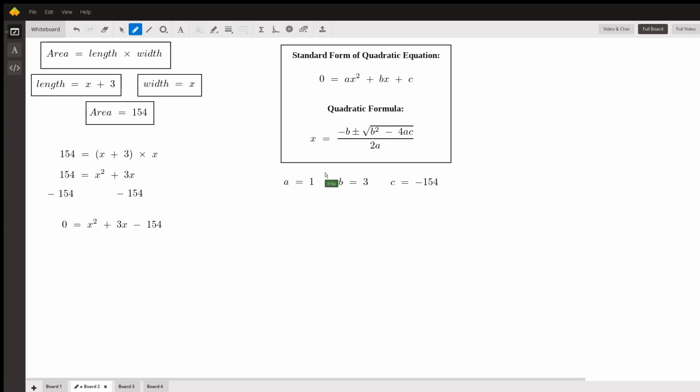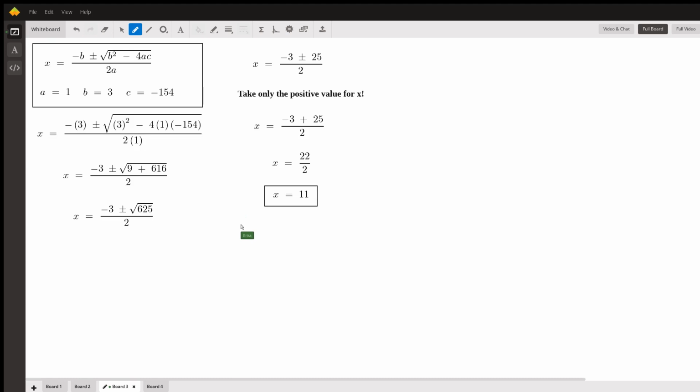But first we identify our a, b, and c. Looking at the standard form, we can see that our a equals 1, our b equals 3, and our c is equal to negative 154. So now with that in mind, we can continue to solve with the quadratic formula, knowing that a equals 1, b equals 3, and c equals negative 154. All we do now is plug each of those values into our quadratic formula, just being mindful of the signs. Like with c equals negative 154, you carry that sign over when you plug it into the quadratic formula for c.